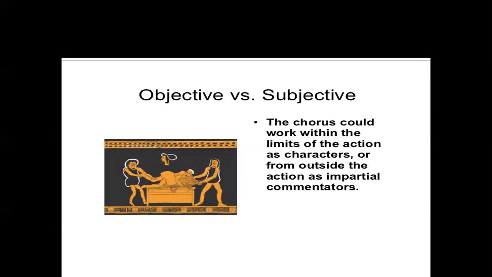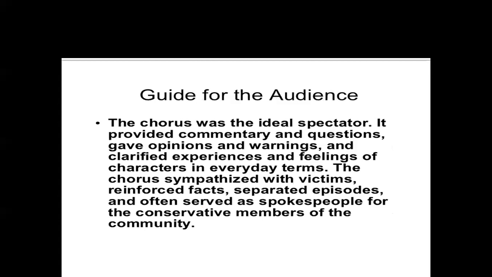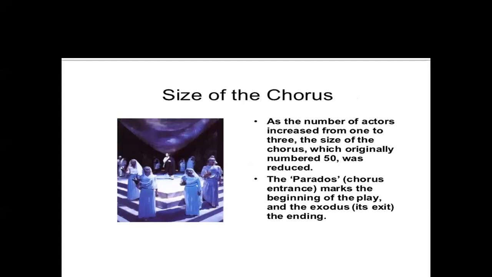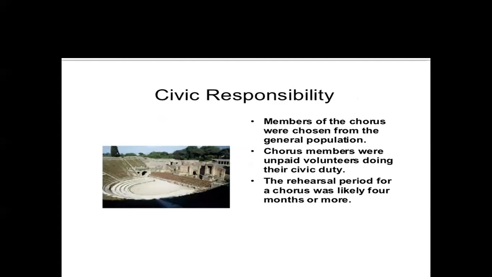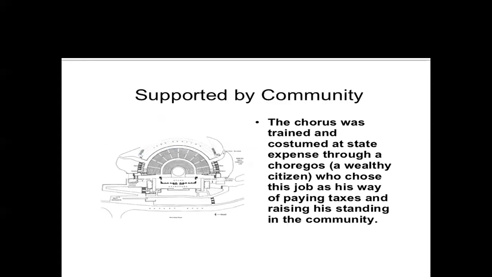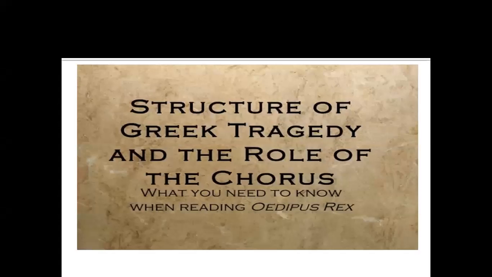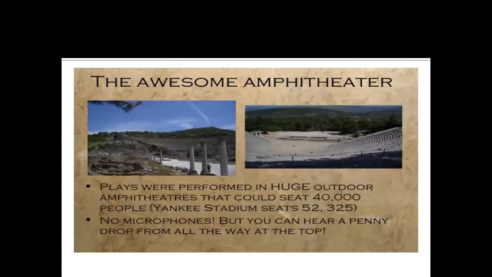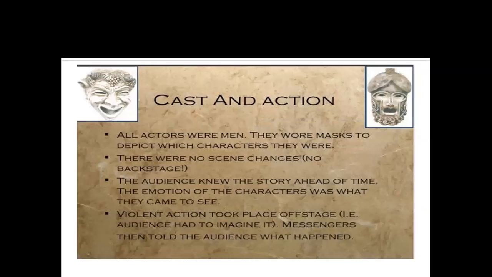This is a very important thing. You have to understand the objective and subjective pattern, and the chorus as the guide for the audience. And for rehearsal, those who are interested in acting should read all those things. Size of the chorus, civic responsibility, support by the community, and the structure. Any other question? This is tremendous. They had a capacity of 40,000 people. Can you imagine? Even nowadays we cannot perform on such a massive scale.